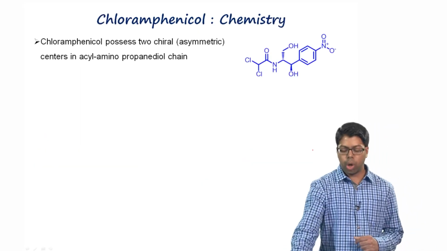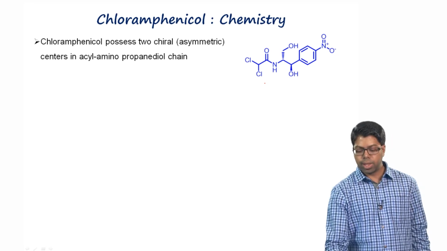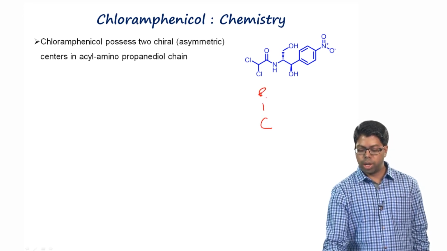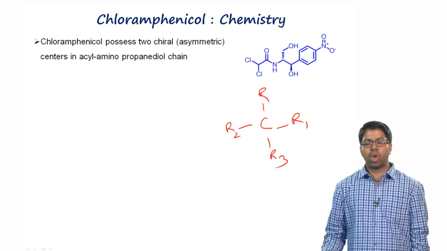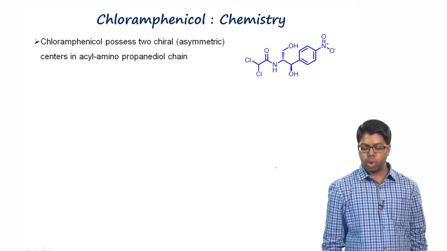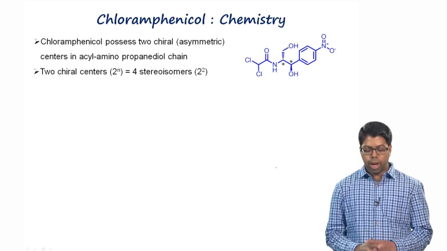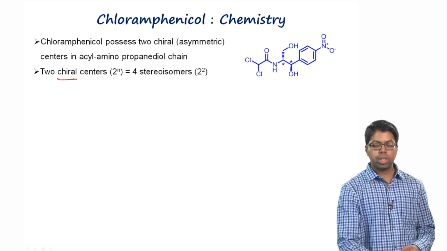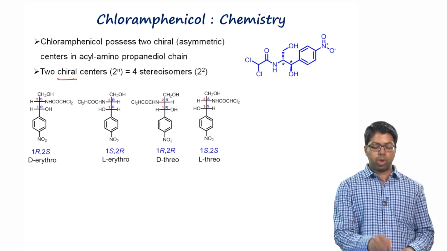This is how the chloramphenicol structure looks. It possesses two chiral centers. A chiral center is one to which 4 different functional groups are attached. Here these are the 2 chiral centers, and by applying the formula 2 to the power of n, where n is the number of chiral centers, there are 4 stereoisomers possible for this chloramphenicol molecule. Here these are the 4 stereoisomers.